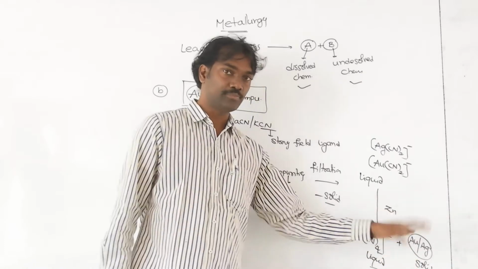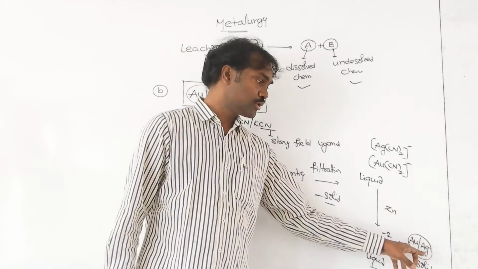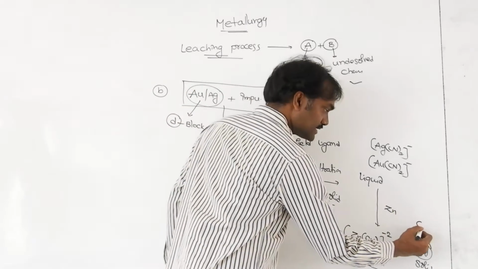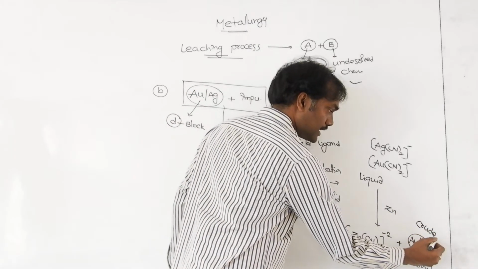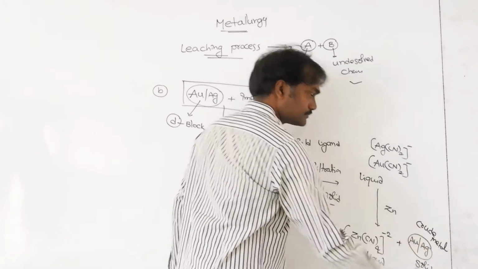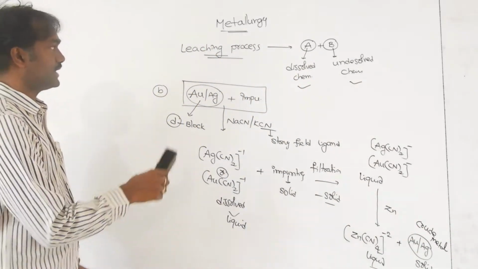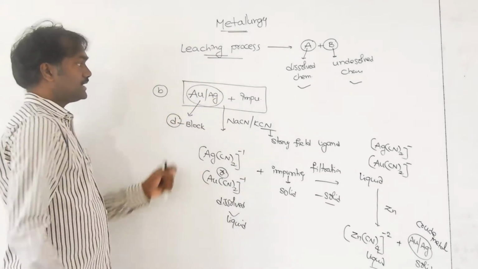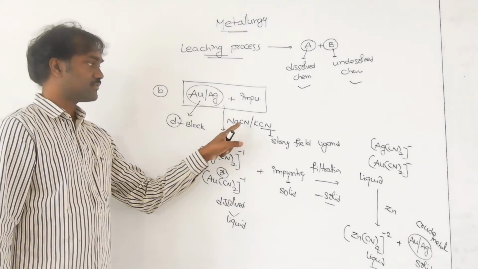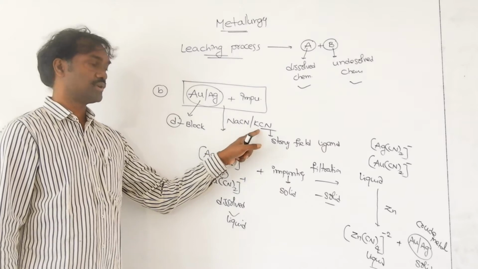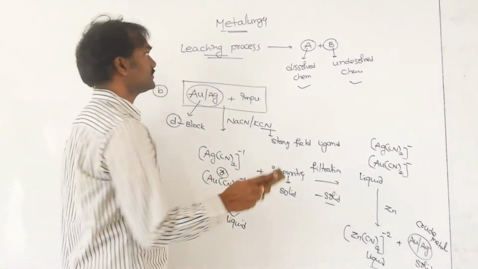You are getting silver and gold, but not pure, that is impure only. That is crude metal. This is the last example of leaching. In the gold and silver leaching process, which reagent are we using? NaCN and KCN. That is important.